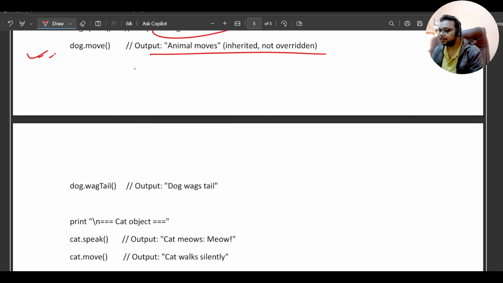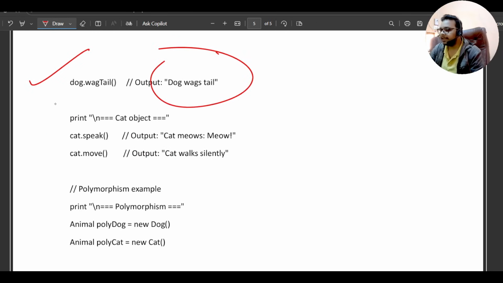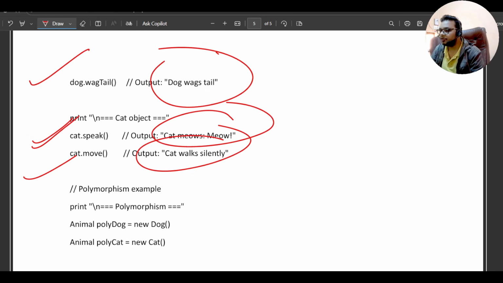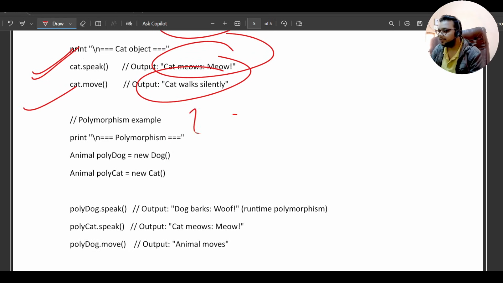Okay, then dog.wagTail, so dog wags tail. Okay, then cat.speak, it provided an actual definition. So cat meows, cat.move will print cat walks silently. Okay, then this is the output which is something typical and some students can be confused.